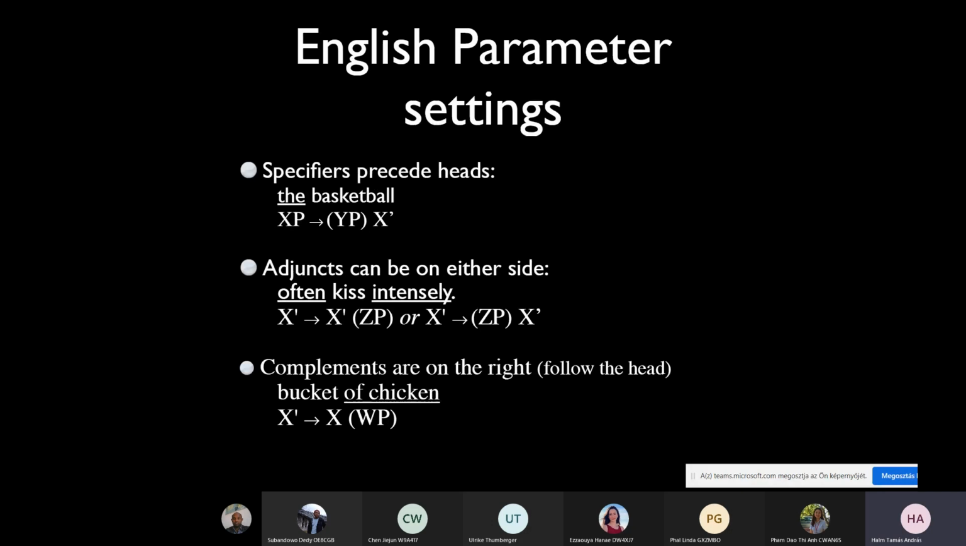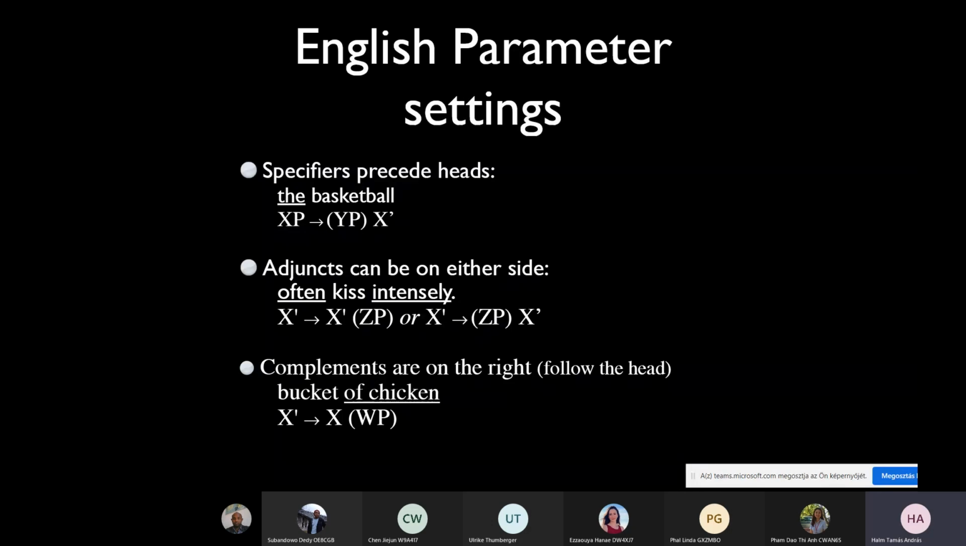Okay, an English baby will hear expressions such as the basketball. And what is the conclusion? Well, it seems that in English, specifiers precede heads because it is the basketball and not basketball the. All right, so in English, the specifier has to precede the head. Okay, because the determiner is the specifier of the noun phrase.